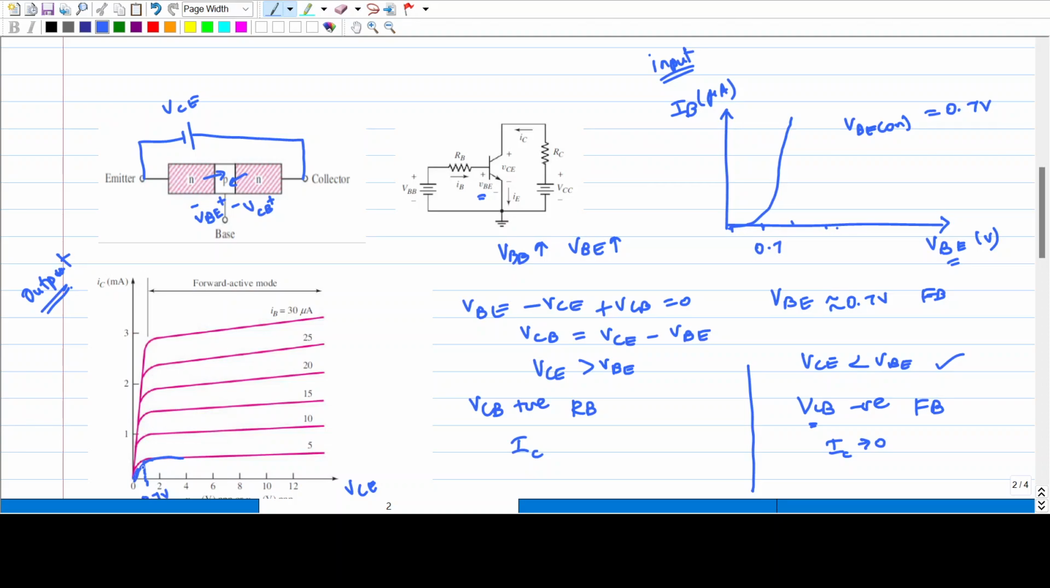Okay, so this region where VC is less than VB is called the saturation region. And this region where VC is greater than VBE, you can call it the forward active region.